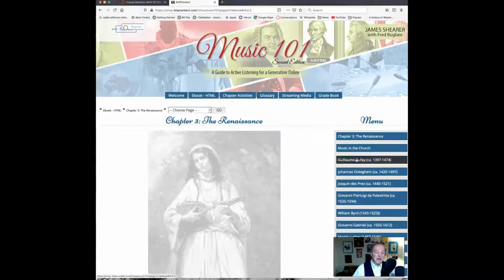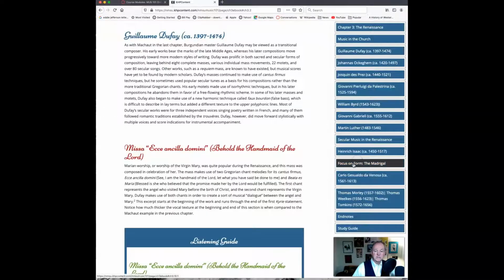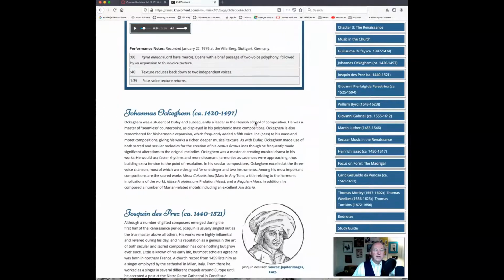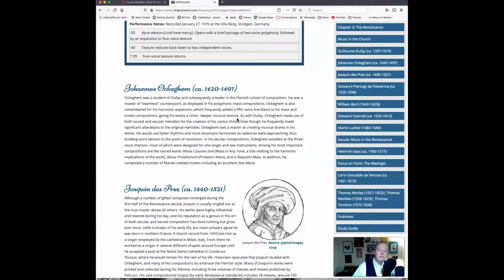We start with Dufay. He's a guy who sort of helps us make that transition from the Middle Ages into the Renaissance. And he's followed by a guy named Ockingham. Ockingham was a bass. He sang bass. So he added a fourth, sometimes a fifth, or even a sixth voice to the Mass, making it even thicker and more densely polyphonic. He starts messing more with textures. Probably most importantly, though, he taught this guy, Josquin du Pré.